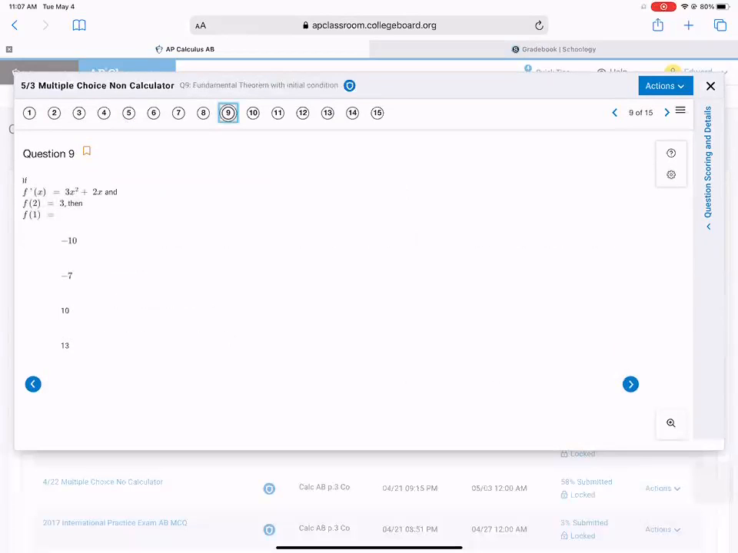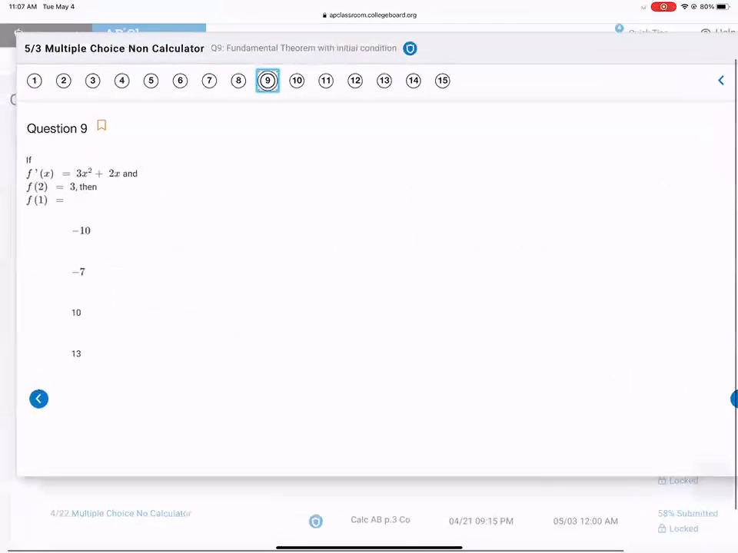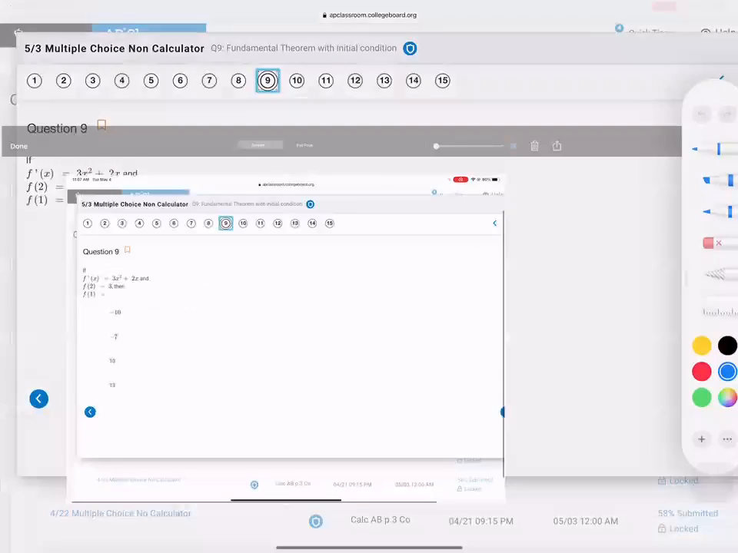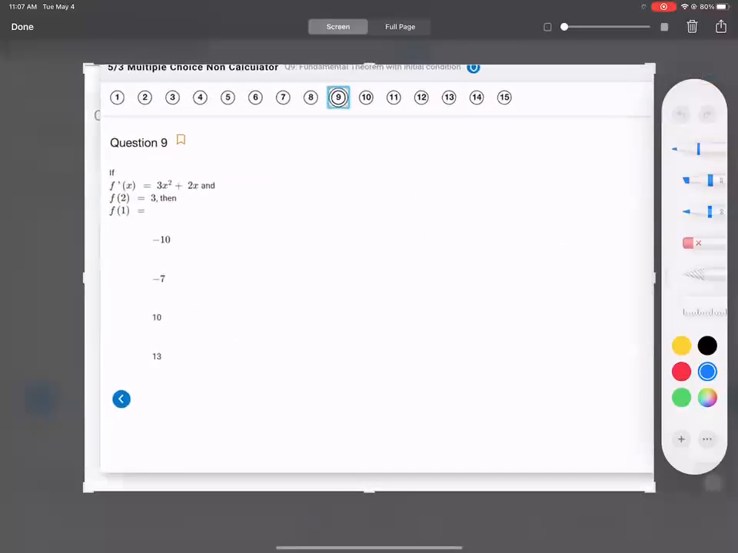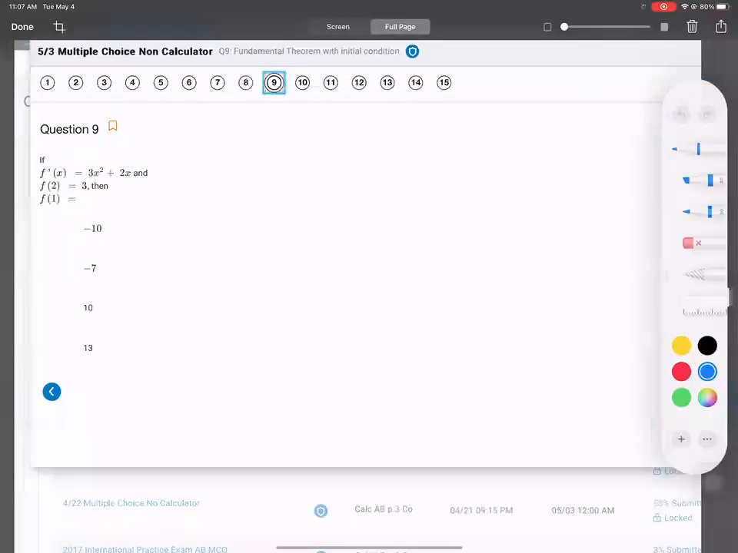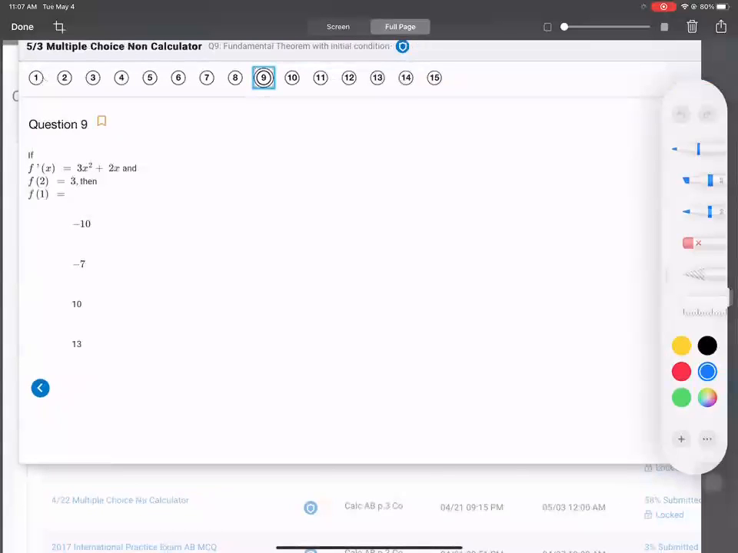Okay, my version of it looks like crap again. I'm not sure why it didn't load correctly, but let's go ahead and decipher what they say. So they told us the derivative is 3x squared plus 2x. Then they told us one of the initial values is 3. Perfect. So there's a couple of different ways of doing this, but I'm going to do it my no-brainer way, okay?